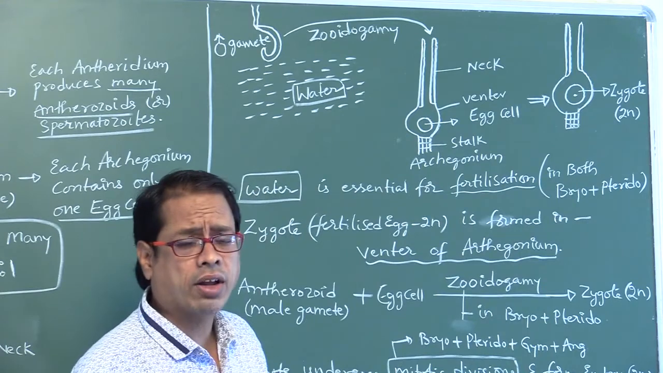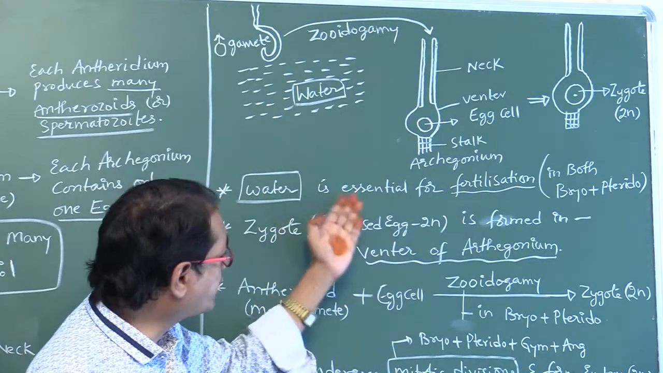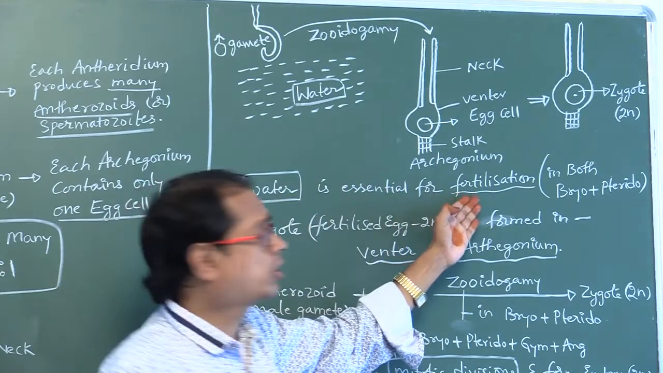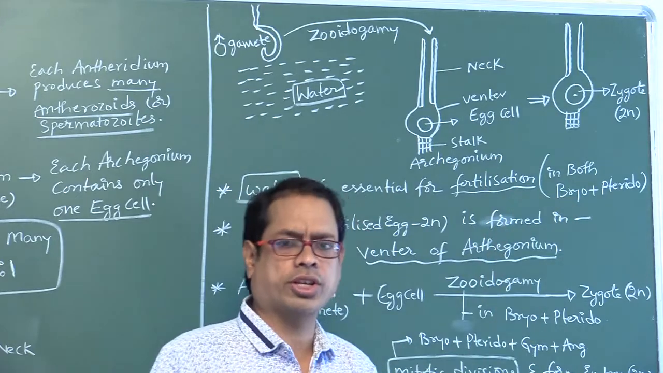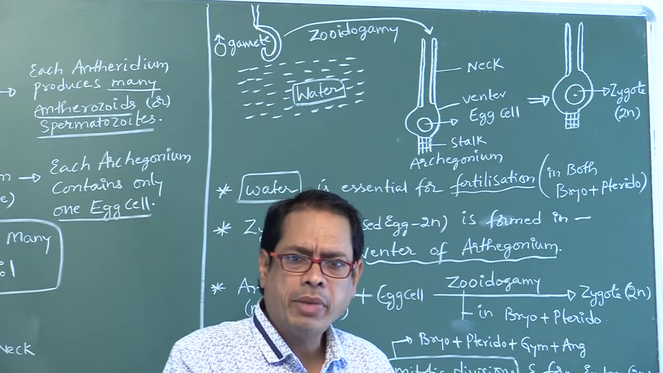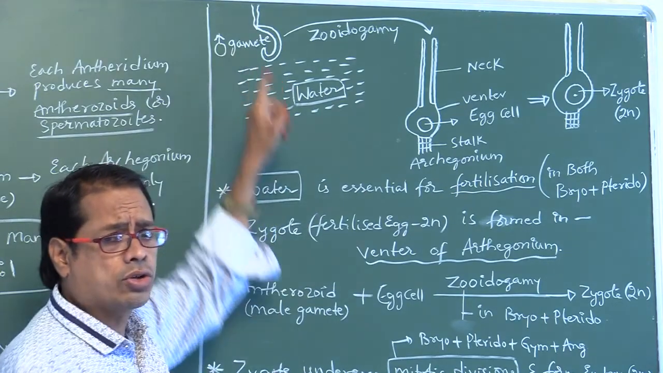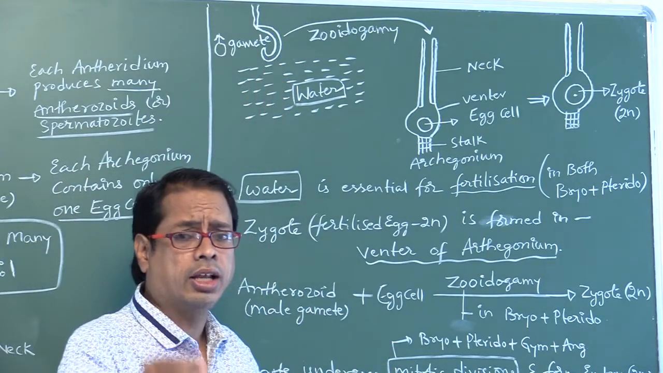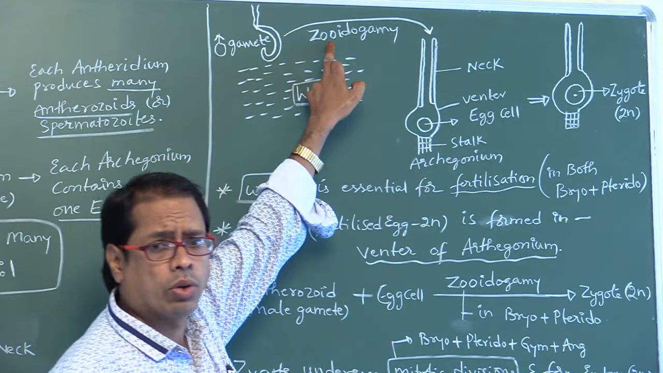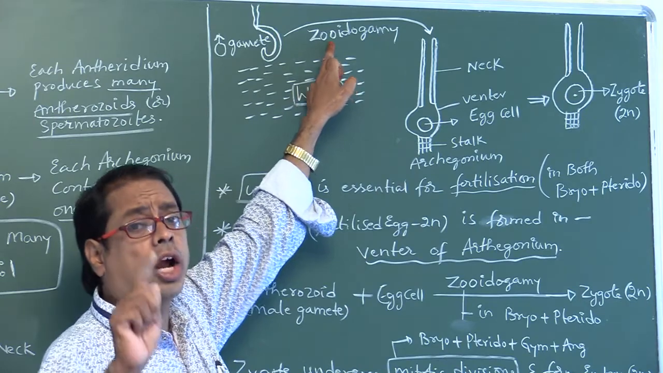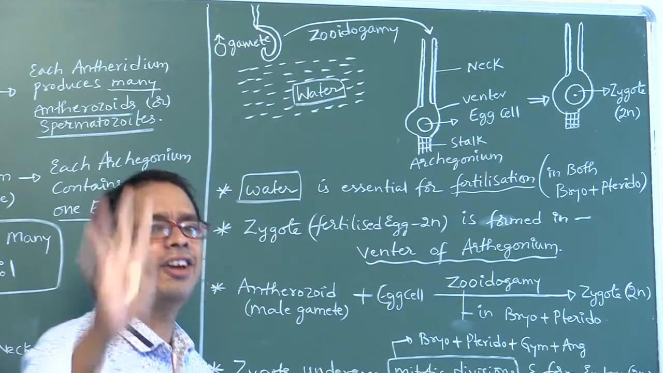Which one is needed for fertilization? Water. Water is essential for fertilization, not only in Bryophyta but also in Pteridophyta, the same process. As male gametes are motile, with the help of flagella they can swim. So as male gametes are motile, this type of oogamy is called zoidogamy. What is that oogamy called? Zoidogamy. Zoidogamy is found in both Bryophyta and Pteridophyta.